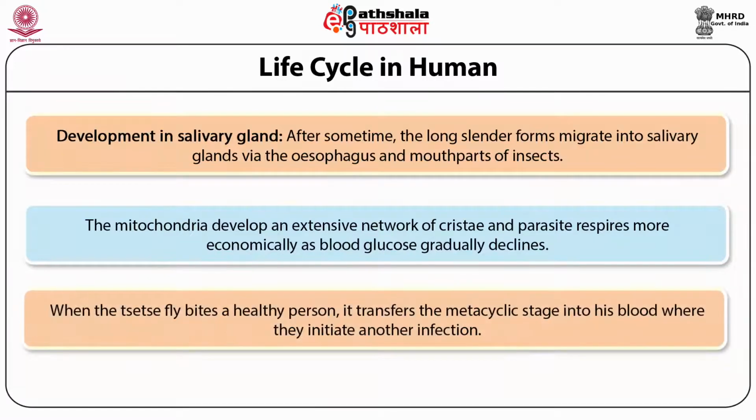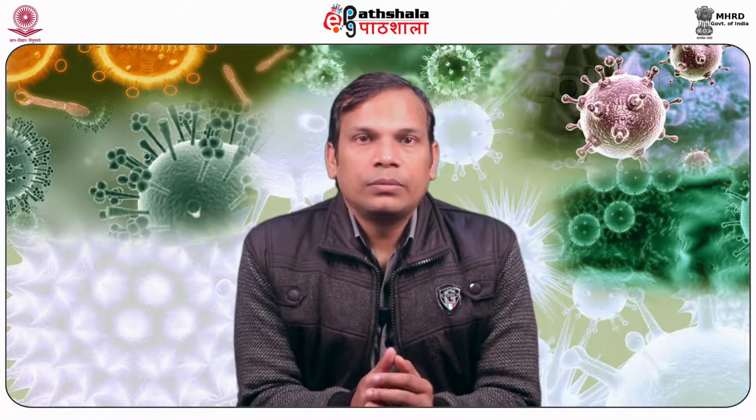When the tsetse fly bites a healthy person, it transfers the metacyclic stage into his blood where they initiate another infection. Mode of infection: inoculative method by the bite of the infective tsetse fly Glossina.